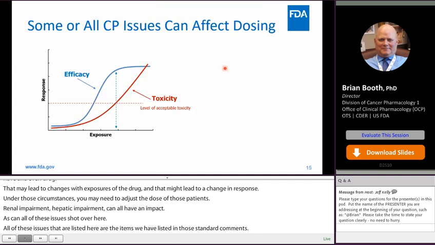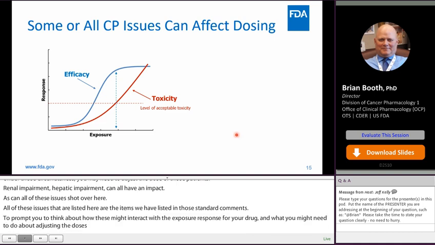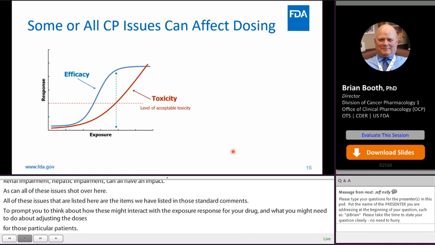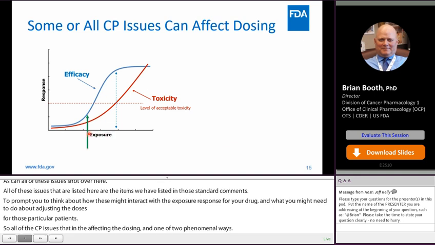So all of these CP issues then can really end up affecting the dosing in one of two fundamental ways. So if we go back to our exposure response curve here with efficacy and safety, some of these events can cause a reduction in the exposure of the drug, right? And that can lead to a coincidental decrease in the efficacy of the product. And that could be problematic for the patient population that we're looking at.